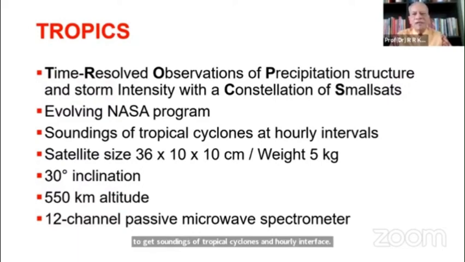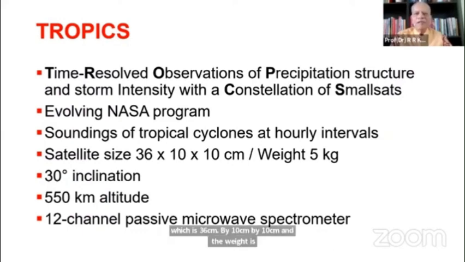A small sat is really a small satellite, the size of which is 36 centimeters by 10 centimeters by 10 centimeters, and the weight is 5 kilograms. It's something like holding a small box in your hand.